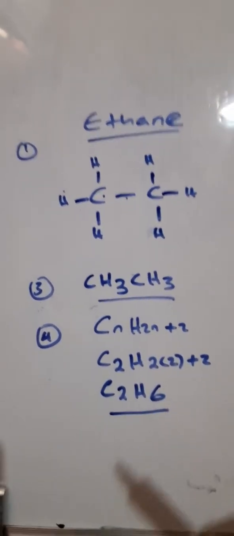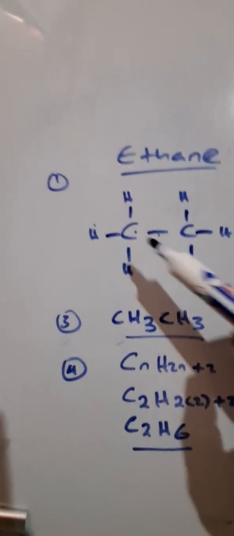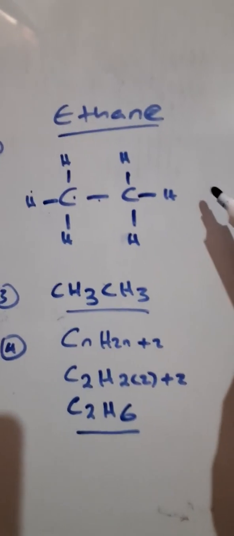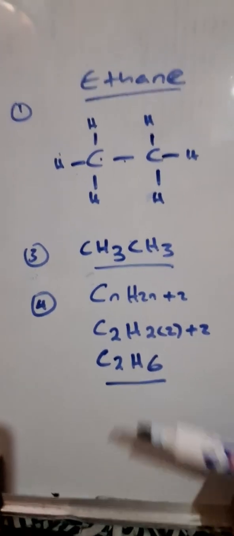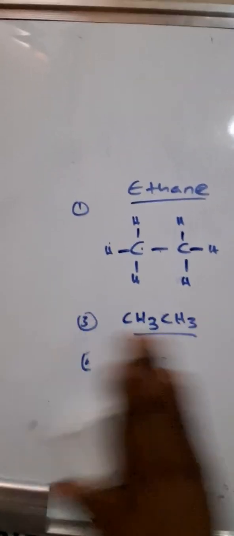Then we count. This suggests that we need to have 2 carbons and 6 hydrogens. So we have 2 carbons. How many hydrogens? 1, 2, 3, 4, 5, 6. So this is actually what it means. It becomes your molecular formula of ethane. Let's try the last one, which is propane. Butane. Let's just change this a bit.